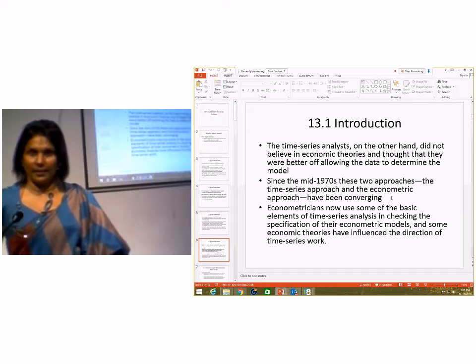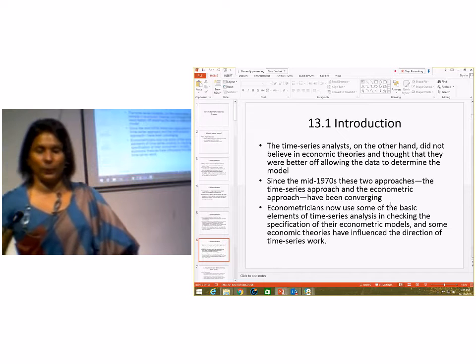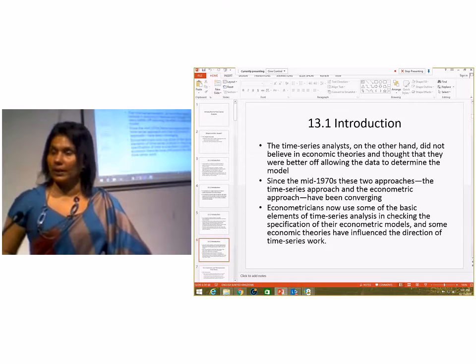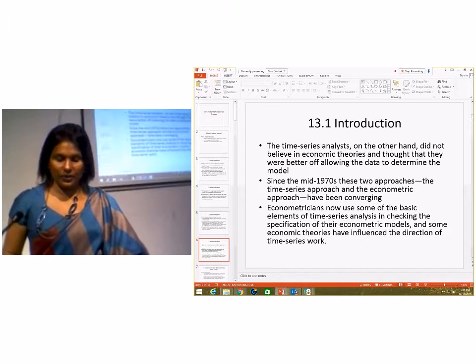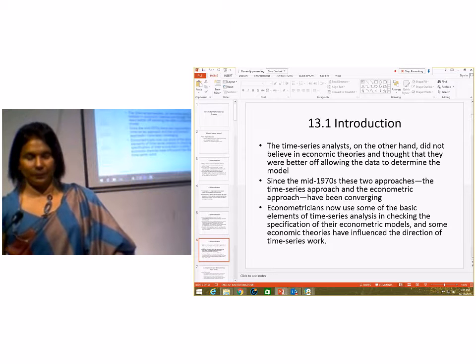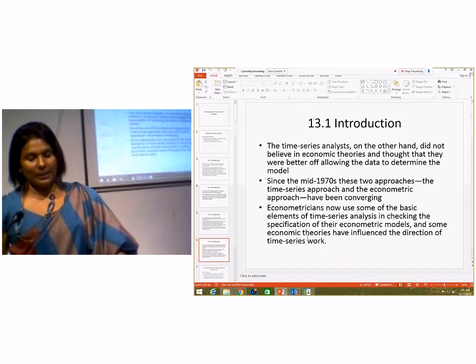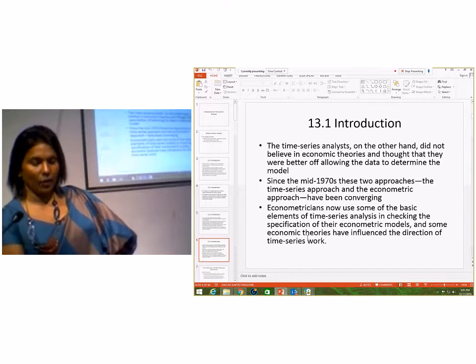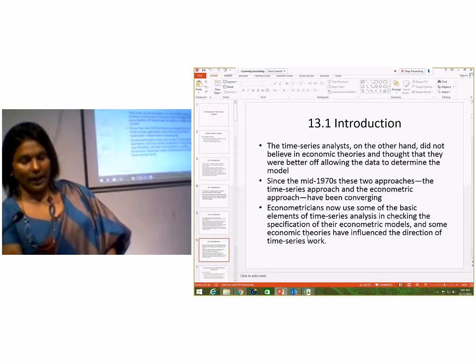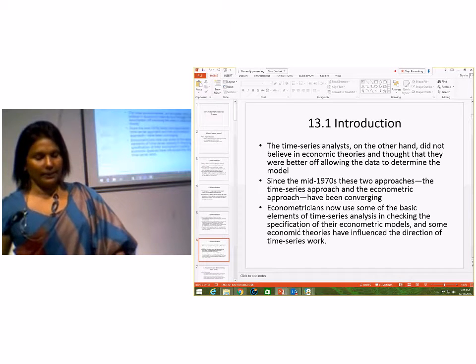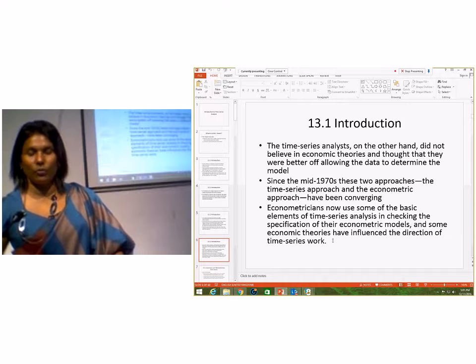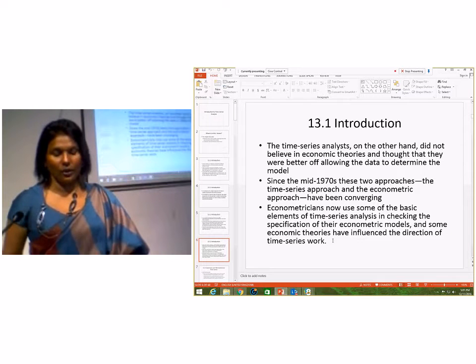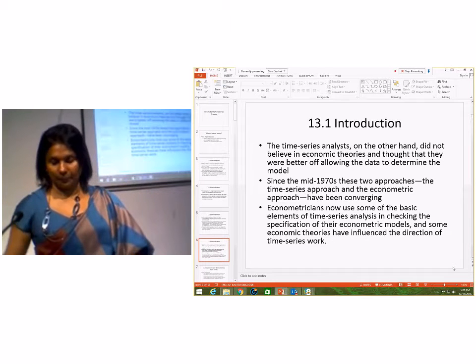Since the mid-1970s, these two approaches, the time series approach and the econometric approach, have been converging. Econometricians now use some of the basic elements of time series analysis in checking the specification of their econometric models, and some economic theories have influenced the direction of time series work.